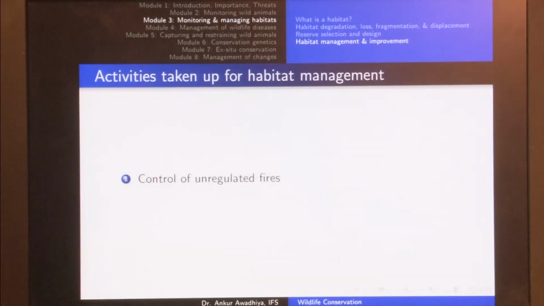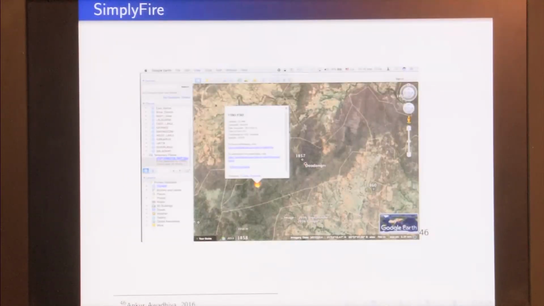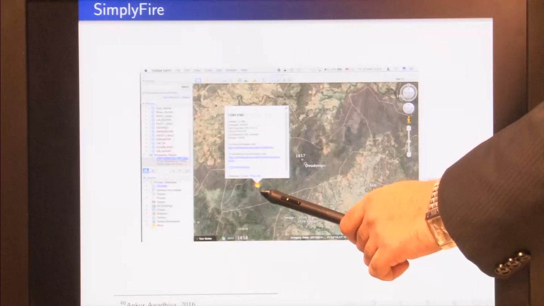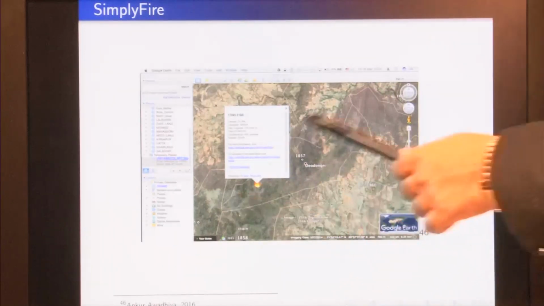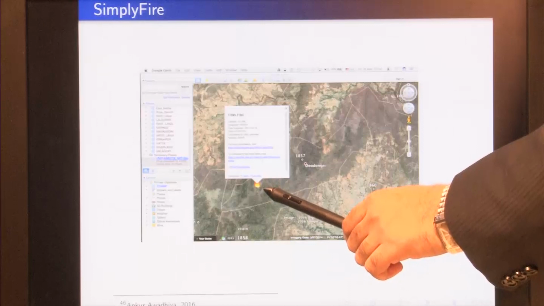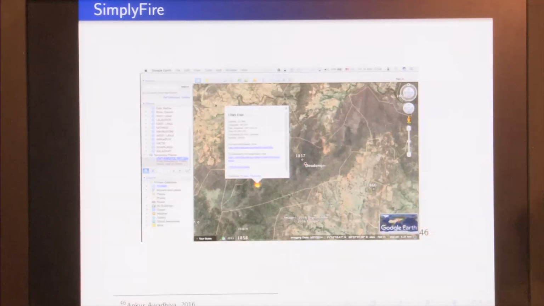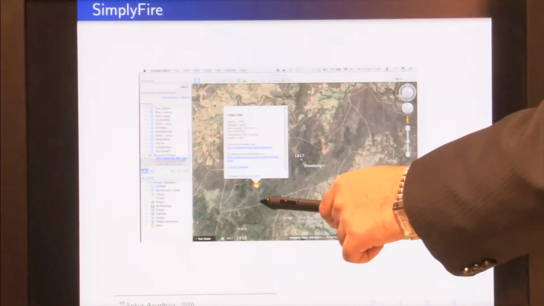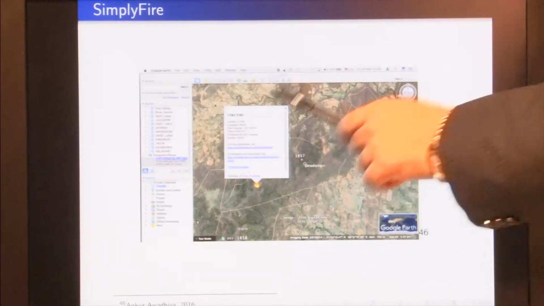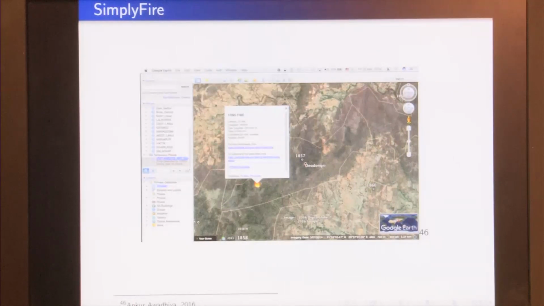Now, activities that are taken up for habitat management in protected areas include control of unregulated fires. So, we use applications such as SimplyFire. This application tells us, using satellite data, where we have the fire, and if we have these compartments, it would tell us where exactly we have the fire. When we know that we have this fire, and we know it in a very short interval of time, our forest guards can go into these areas and extinguish this fire. So, it tries to reduce the impacts of the fire by extinguishing them.